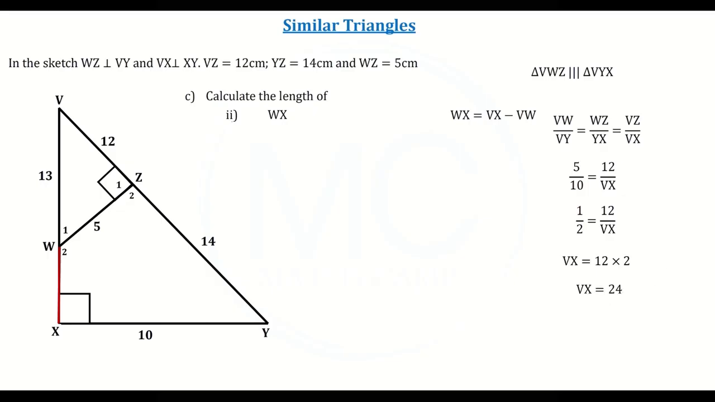This is the length of VX, but we want the length of WX. So now we can say WX is equal to VX, which we know is 24, minus the length of VW, 13, and we get an answer of 11 centimeters. And we have now completed this question.